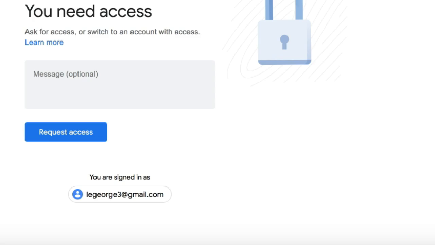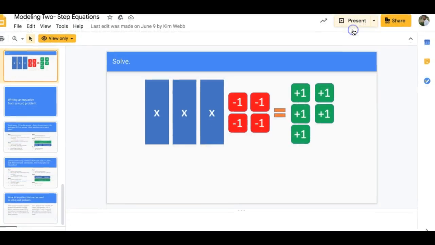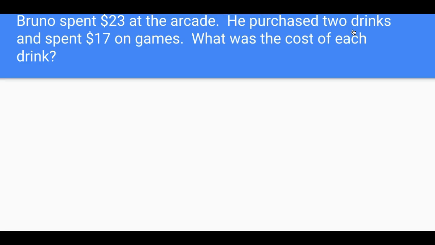Let's go back to our PowerPoint. That's not our PowerPoint. That is our PowerPoint. Let's see. I actually want to enlarge this screen and present. All right, so I wanted to go back to the presentation screen because now we're getting ready to talk about writing equations, and I'm getting ready to wrap this up.